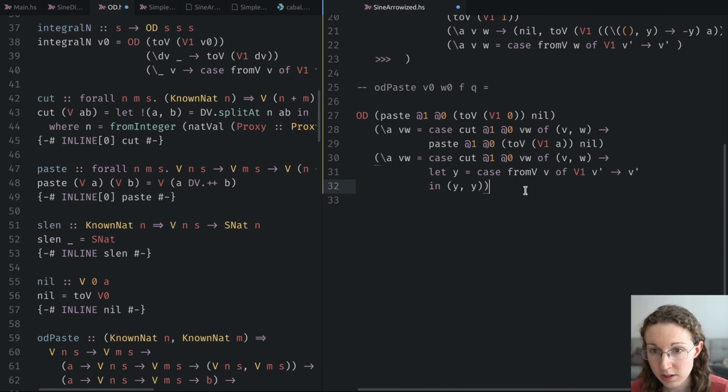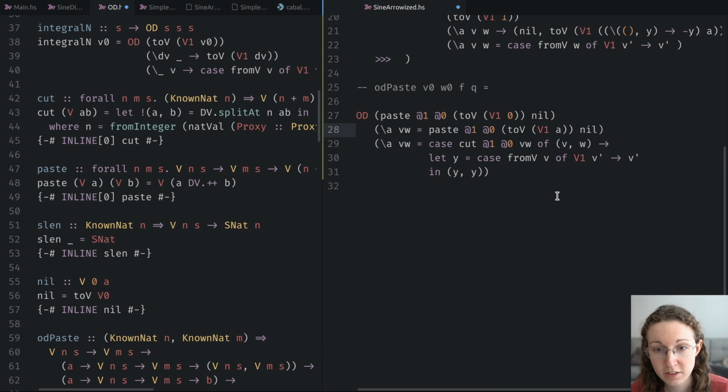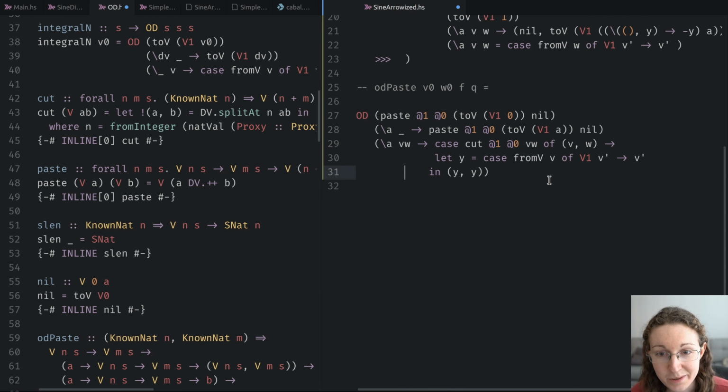So one thing that is worth pointing out at this point is that the results of this cut application, this pattern match on cut, V and W, are never actually used anywhere in the right-hand side. So in fact, we can just delete the entire case expression and get rid of that, which is quite a nice simplification. And VW here is never used either, so we might as well just replace that with an underscore. And also, those should be right arrows, not equal signs.